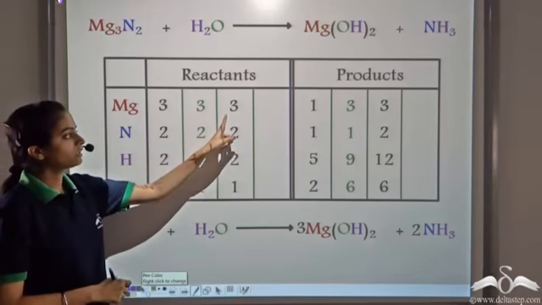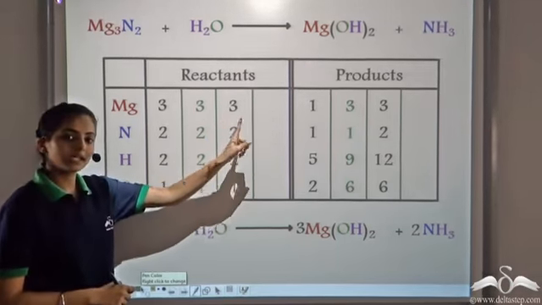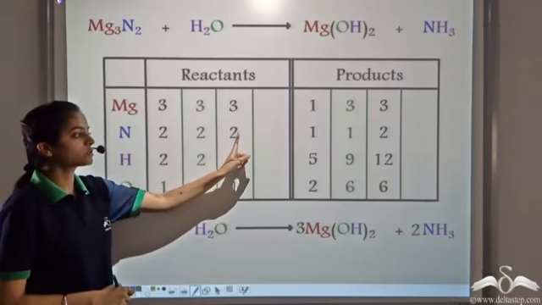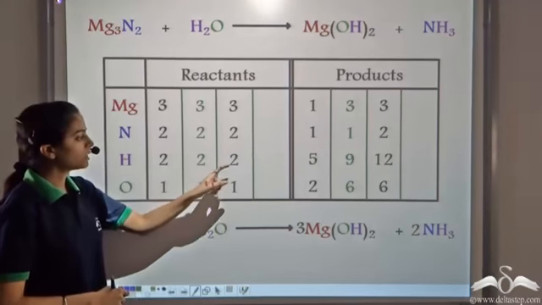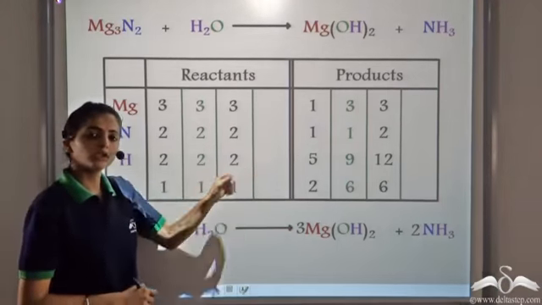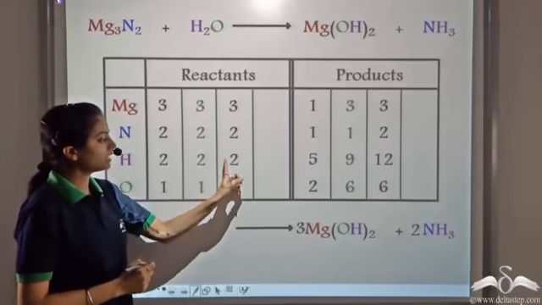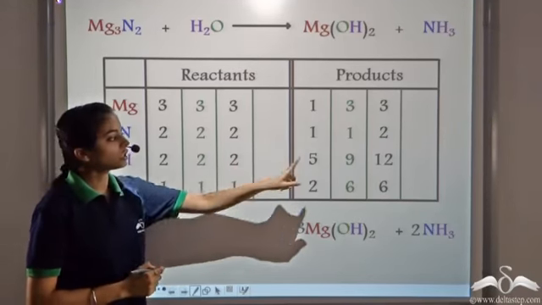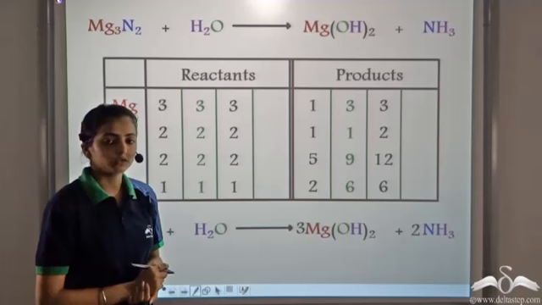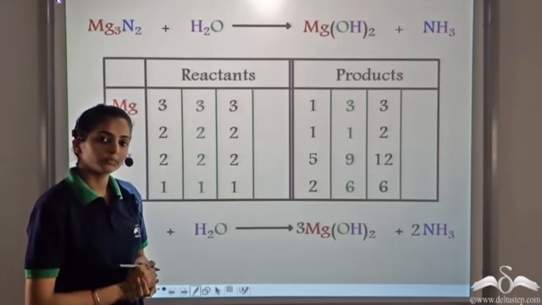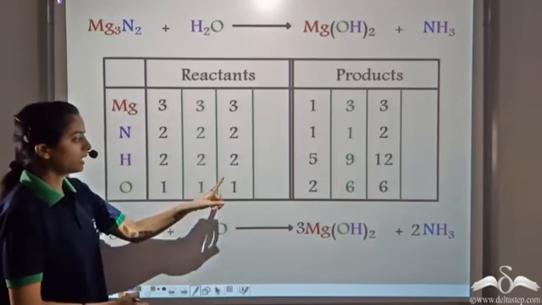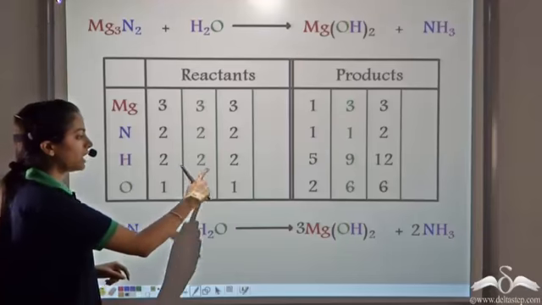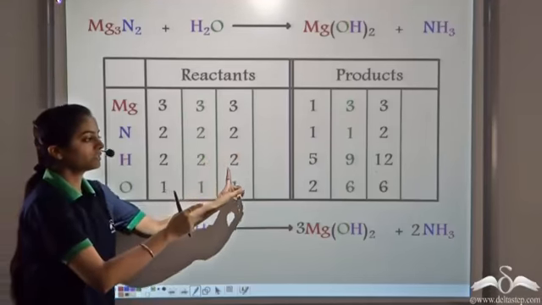We have 3 atoms of magnesium on both the sides and we have 2 atoms of nitrogen on both the sides. But now our hydrogen atoms are not balanced. On the reactant side, we have 2 atoms of hydrogen. On the product side, we have 12 atoms of hydrogen. How can we balance hydrogen now? Well, we can balance hydrogen by multiplying this. We have to make this 12.